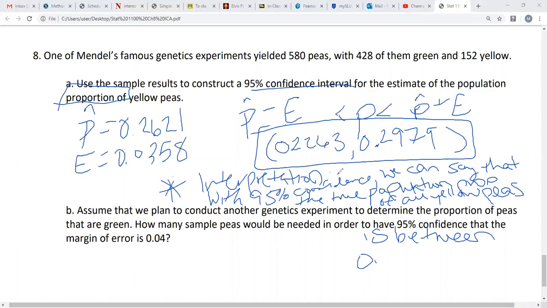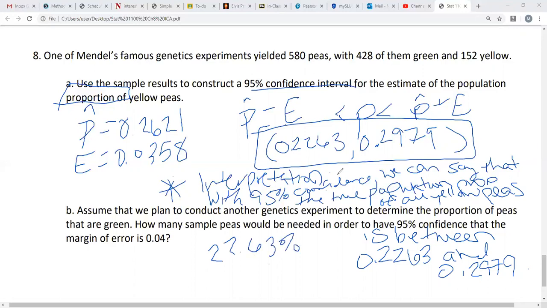So it's between 0.2263 and 0.2979. Most of the time we want to keep those proportion values as a decimal for easier calculation, but if you wanted to also write this as a percentage, we could say it's between 22.63% and 29.79%. Go ahead and clear this. I'll give you just a second to write that down if you're following along.